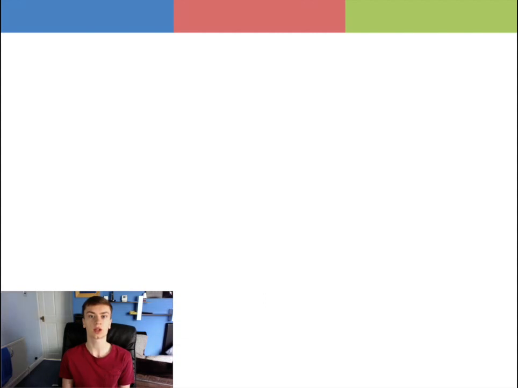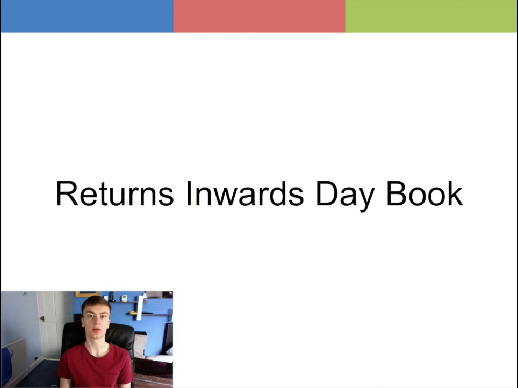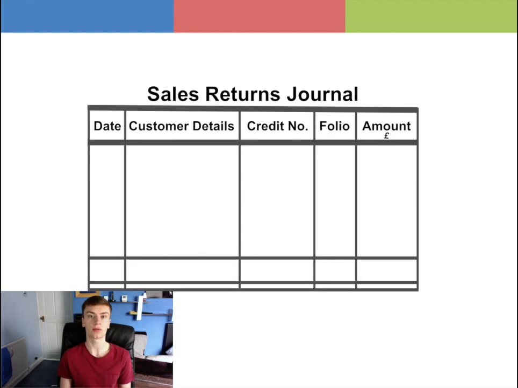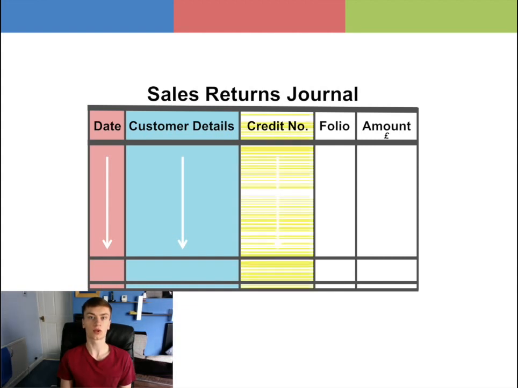The Sales Returns Journal can also be referred to as the Returns Inwards Daybook, and it will usually look something like this. Starting from the first column, the date of the transaction, i.e. returns of sales, is entered here. Then in the next column is the name of the customer who made the return of the sales. The third column will have the credit note number, and the fourth column will be the folio, which provides a quick reference of where the other account can be found in the accounting system.